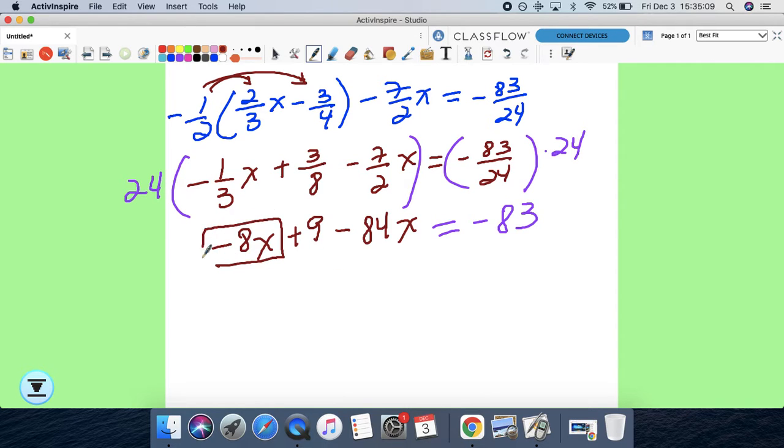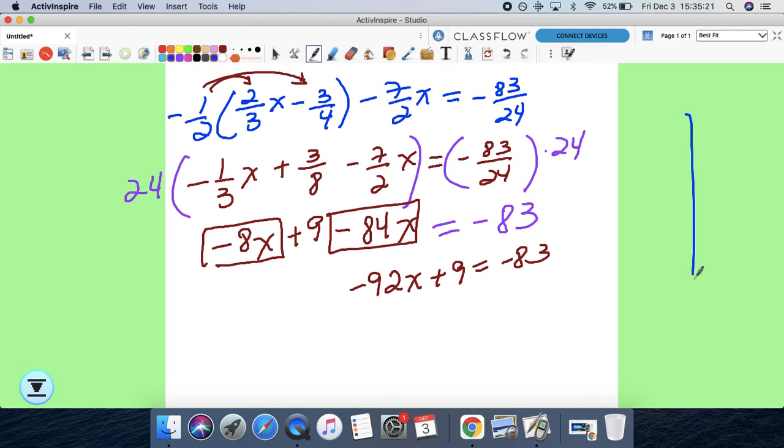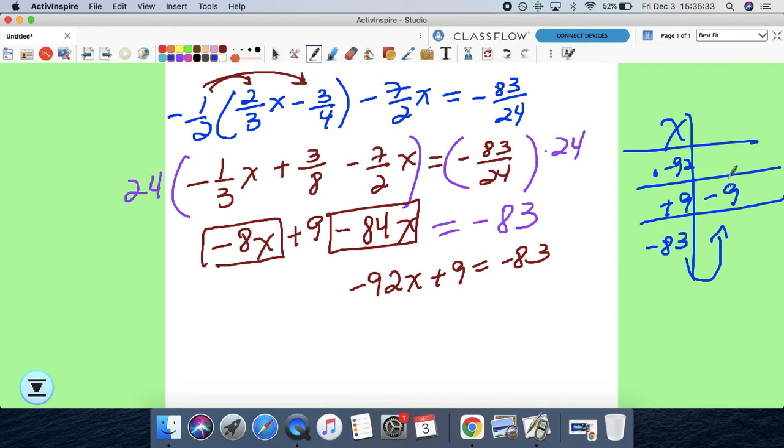I can combine this guy over here with this guy over here. And I'm going to get negative 92x plus 9 equals negative 83. Story time. X is my variable. We'll multiply it by negative 92. We'll add 9 to it, and that's going to magically give me negative 83. So what number did I start with? Well, I'm going to subtract 9 from each side and divide both sides by negative 92.